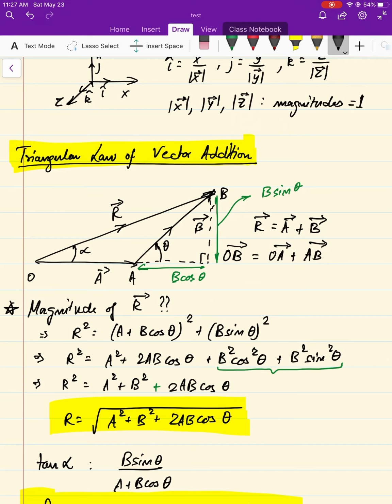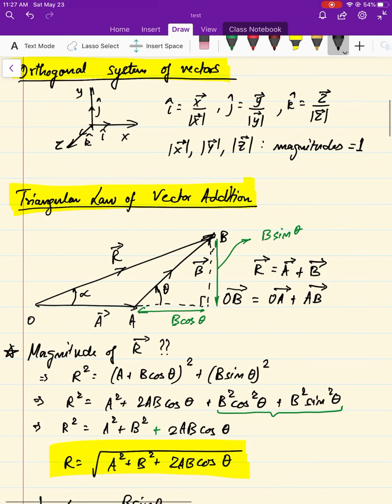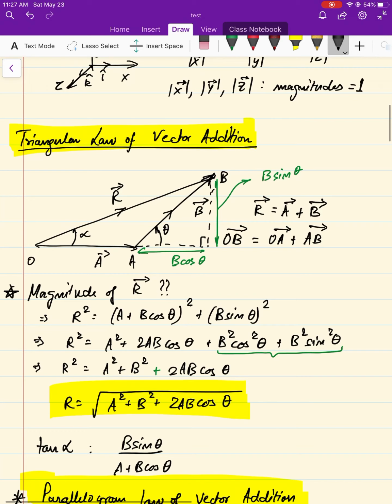So apart from the fact that we have defined the orthogonal system of vectors, it is important that we know the rules of vector addition, because we have already said that in order to qualify as a vector, it needs to have a magnitude, a direction, and follow the vector laws of addition and subtraction. And precisely why electric current has a direction and a magnitude, but does not follow laws of vector addition and subtraction, it's not a vector.